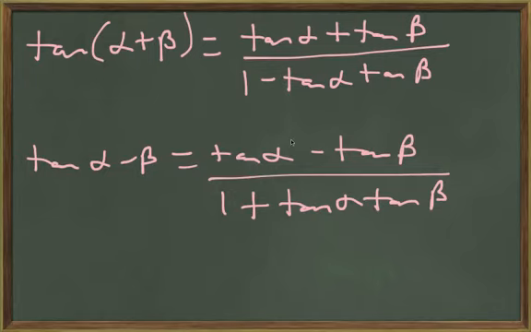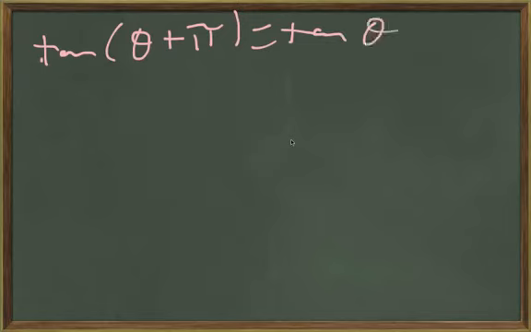So we have our tangent of alpha plus beta, we have our tangent of alpha minus beta. And if you look, with the plus beta, the plus is on top, minus is on the bottom. And if it's minus, minus is on top, plus is on the bottom. Now with this, let's prove the identity tangent of theta plus pi equals tangent theta. We want to prove this.